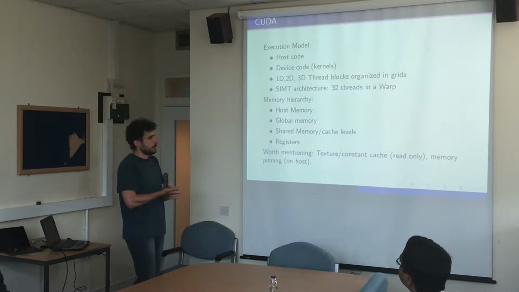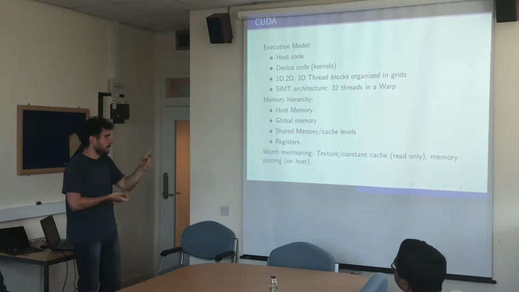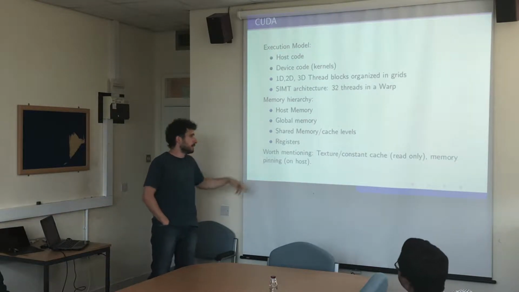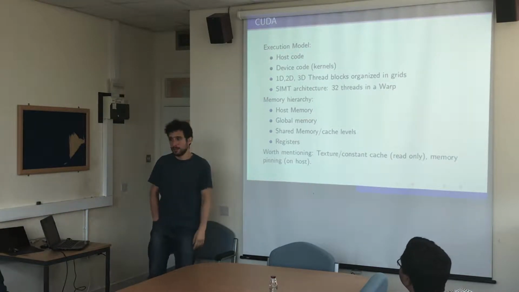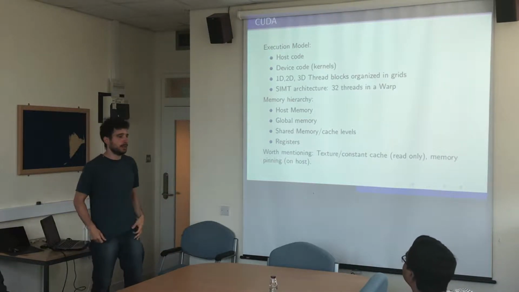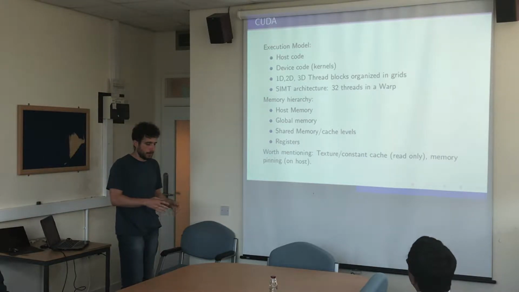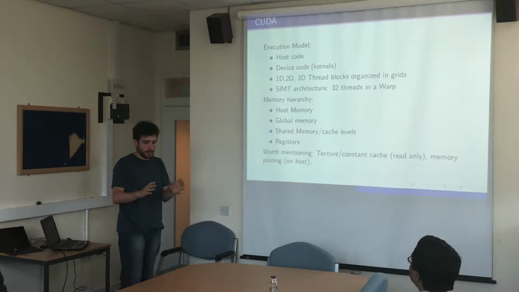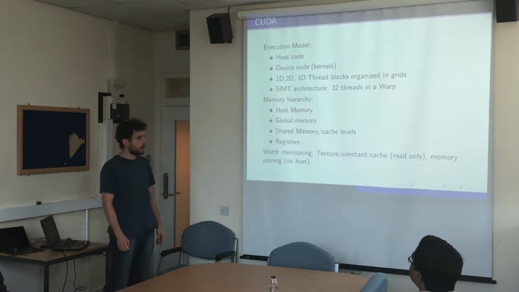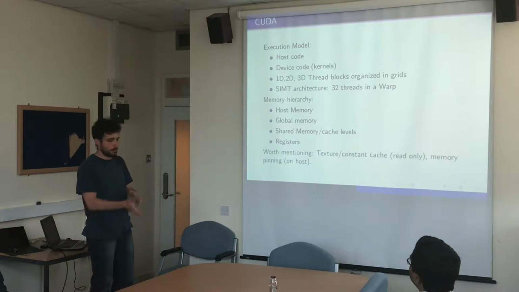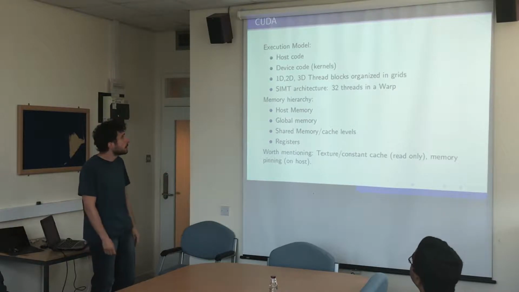And if you want to somehow speed up a bit the transfer between the host memory and the global memory, you can use memory pinning, which is basically a way to avoid the swapping. Basically, when you pin some memory on the host, you make sure that this memory is not moved anywhere. So it stays there, and so it's faster to do the transfer with the GPU.